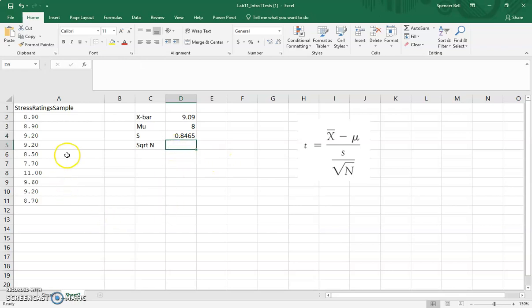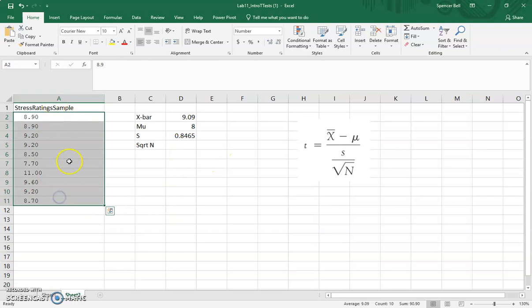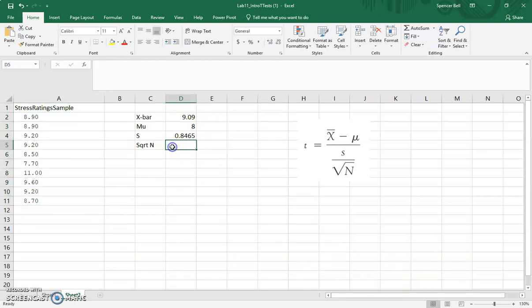And then we have, this is a handy way to count these up, you can just select them, and then you can see right here at the bottom, count equals 10. So the square root of n is going to be sqrt formula, and then 10.